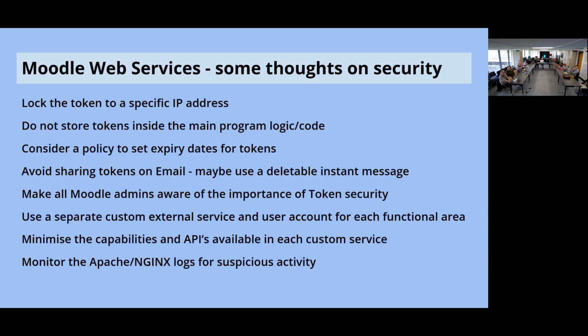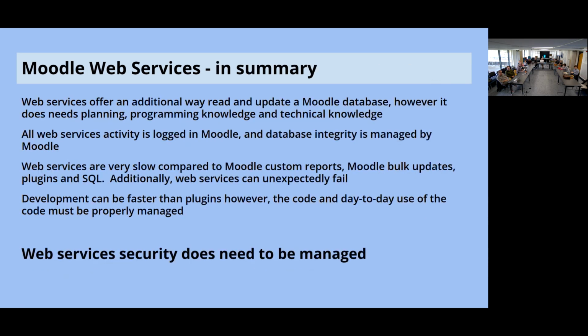We separated all of our functions into separate areas within web services. That makes it a bit easier to manage them and control access. We also try and minimize the capabilities of each of the tokens. The final thing, if you've got an infrastructure team, get them to have a look at the Nginx logs or the Apache logs and just see if there's anything suspicious coming in on these endpoints.